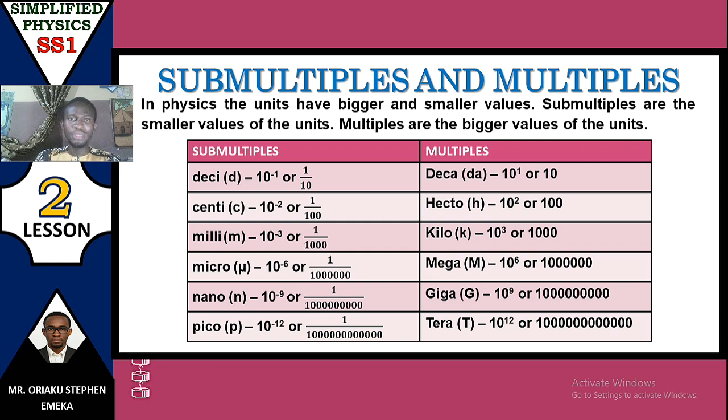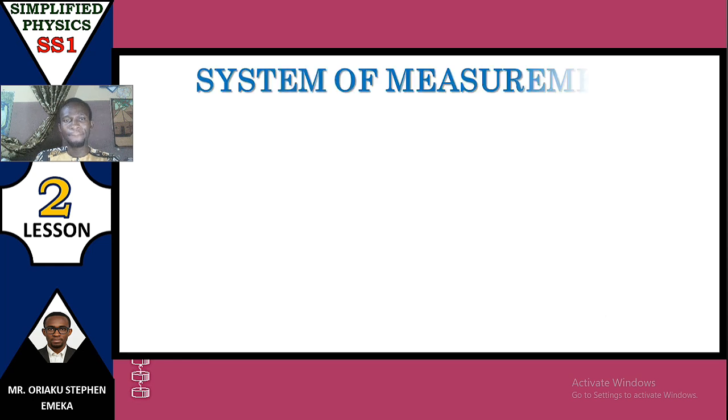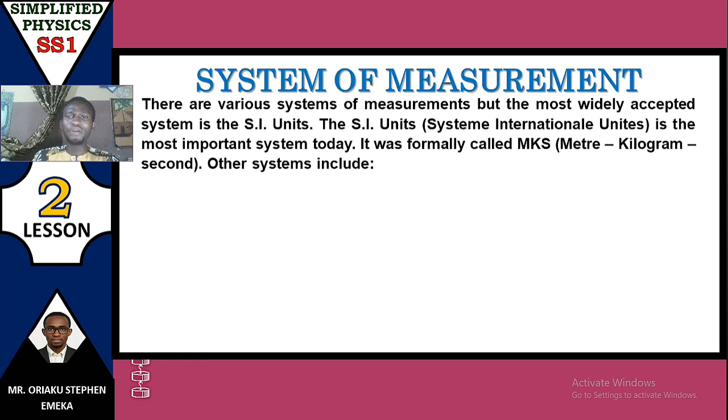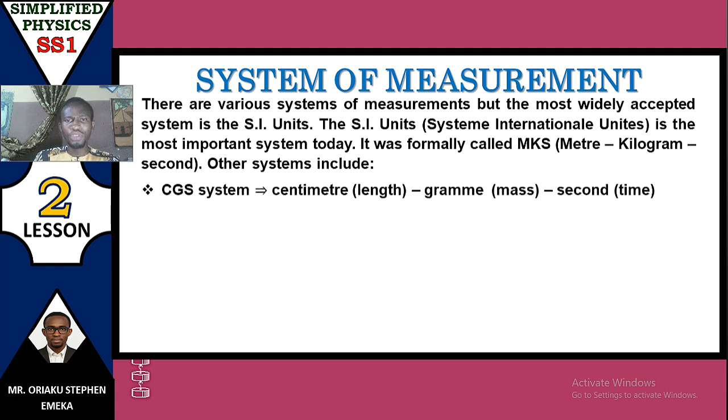So now let's go to the next topic, systems of measurement. There are various systems of measurement, the system by which measurement is carried out. The most accepted one is the SI unit, which stands for Système International d'Unités. This is the one that is the most accepted today. It was formerly called MKS, that is meter, kilogram, second.